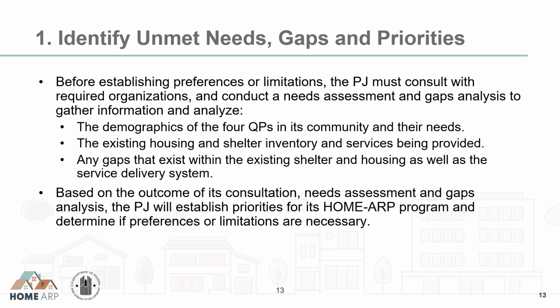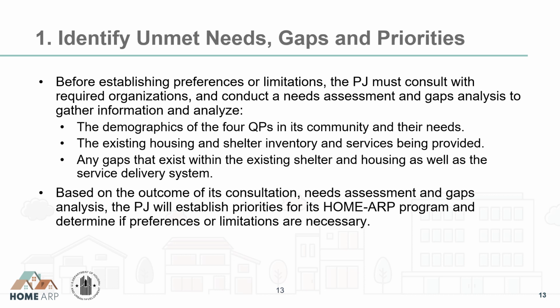The first step is to identify priorities through the consultation and needs assessment. Before establishing preferences or limitations, the PJ must consult with required organizations and conduct a needs assessment and gaps analysis to gather information and analyze the size and demographics of the 4 QPs in its community and their housing, shelter, and service needs, the existing housing and shelter inventory as well as services being provided, any gaps that exist within the existing shelter and housing inventory, as well as the service delivery system.